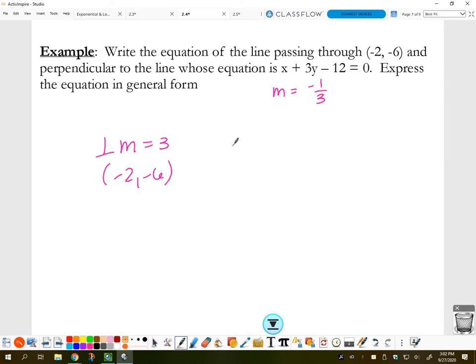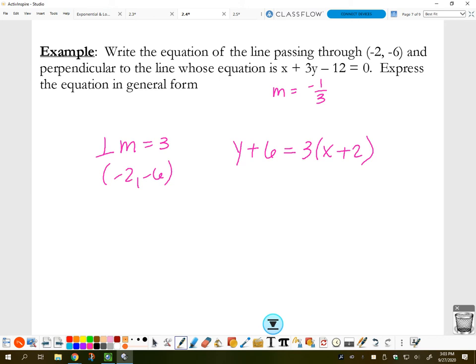Alright, they want the equation in general form. So we have to start with point slope form because that's what they gave us. So that would be y plus 6, right? Minus the -6. And then equals 3, times x minus -2, so plus 2.